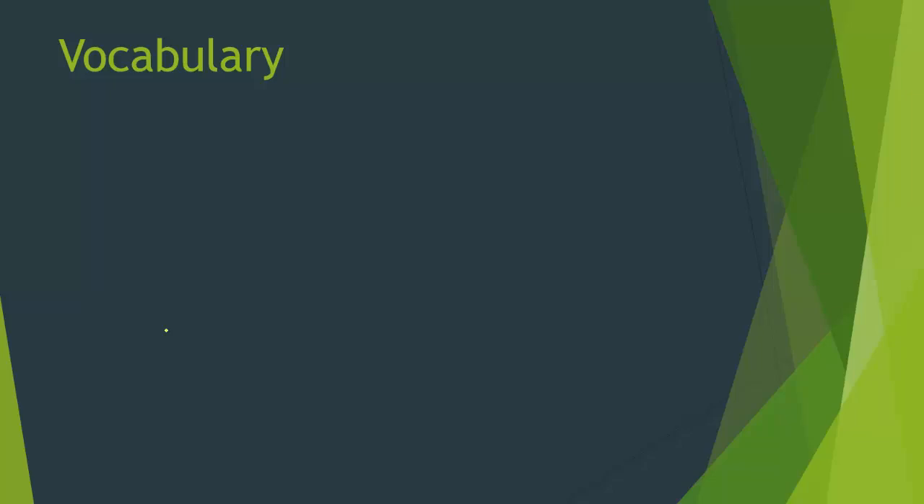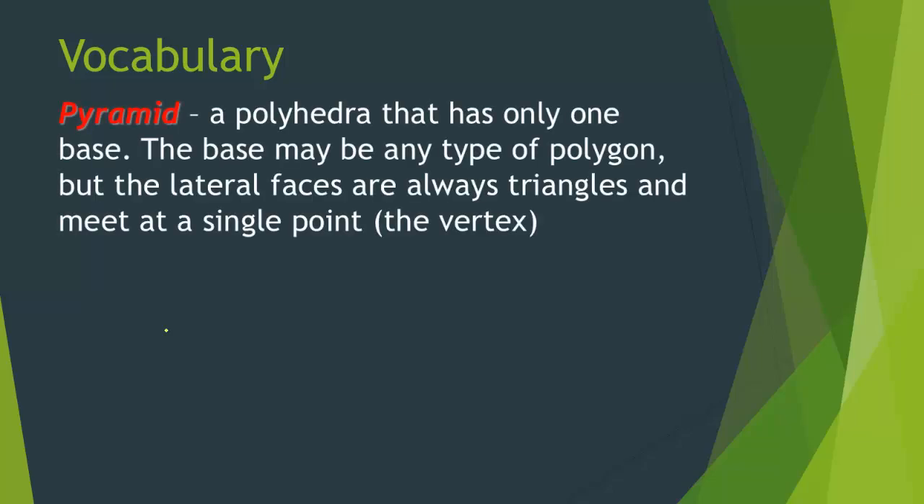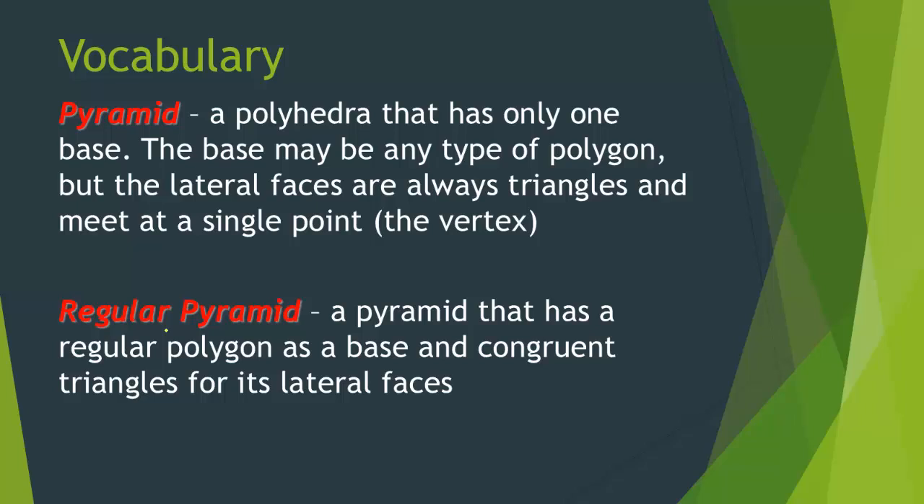All right, some vocabulary. A pyramid is a polyhedra that has only one base. The base may be any type of polygon, so it doesn't have to be a square or a triangle or anything. It can be any type of polygon, but the lateral faces are always triangles and meet at a single point called the vertex. A regular pyramid is a pyramid that has a regular polygon as a base and congruent triangles for its lateral faces.